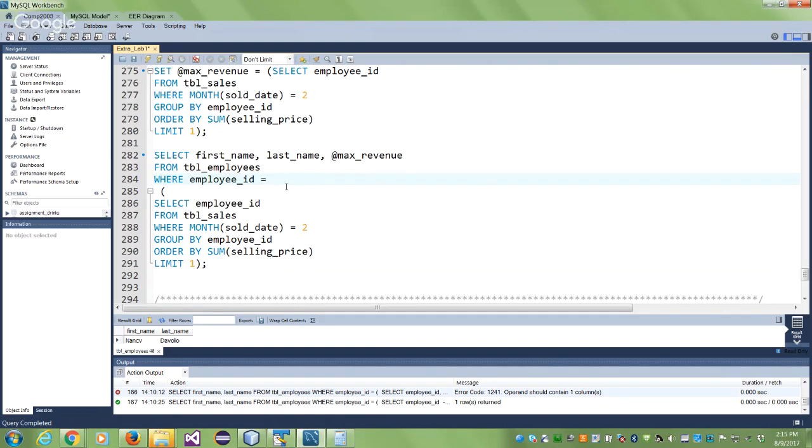It's doable. The first name and the last name and the maximum revenue from the employees where what now? It's no big deal. Give me a minute. This is an equal, right? It's not an in. But I can use an in, even if I get a value. Who says I can't use an in if my set only has a value? You can use in instead of equal, but it is still not foolproof.